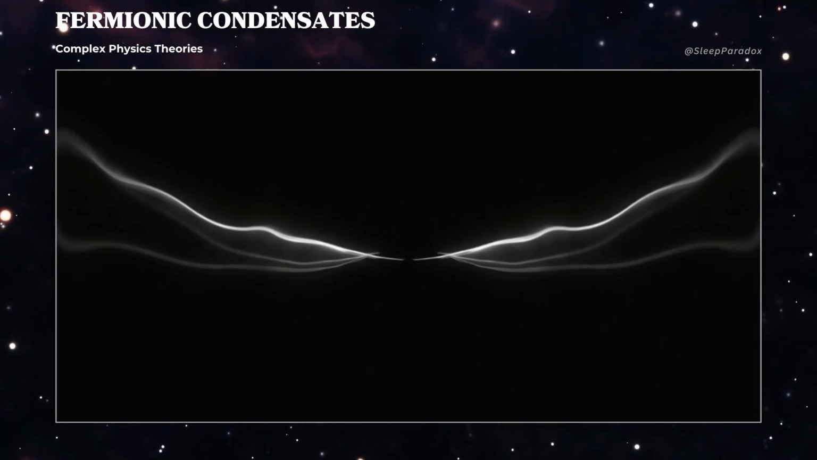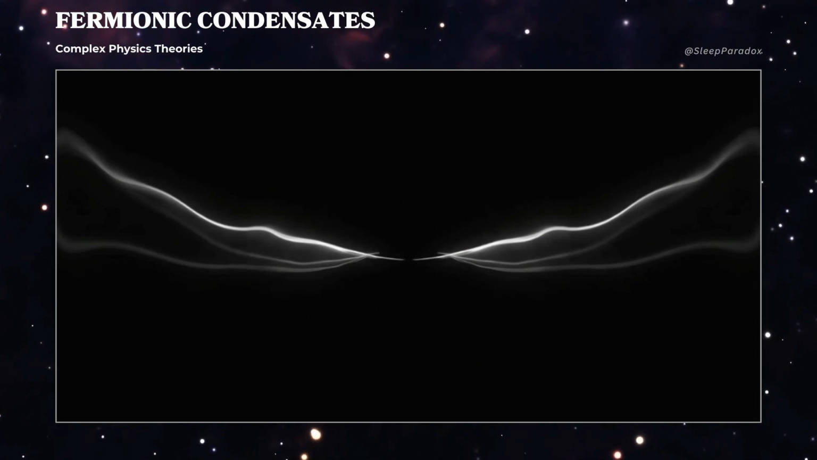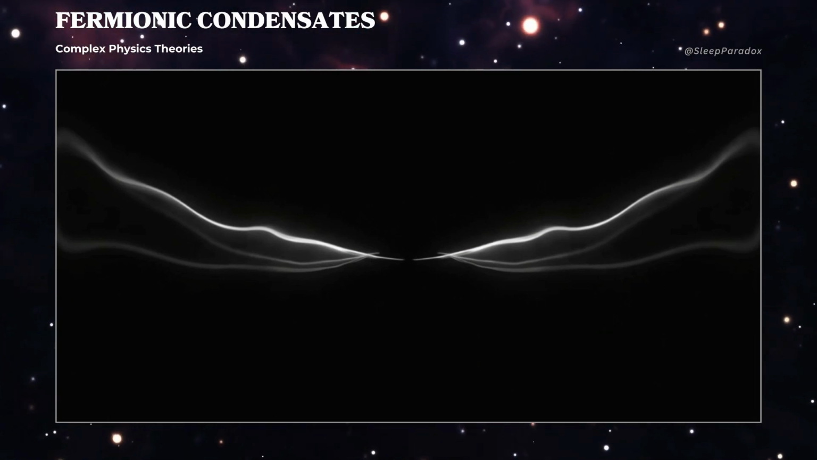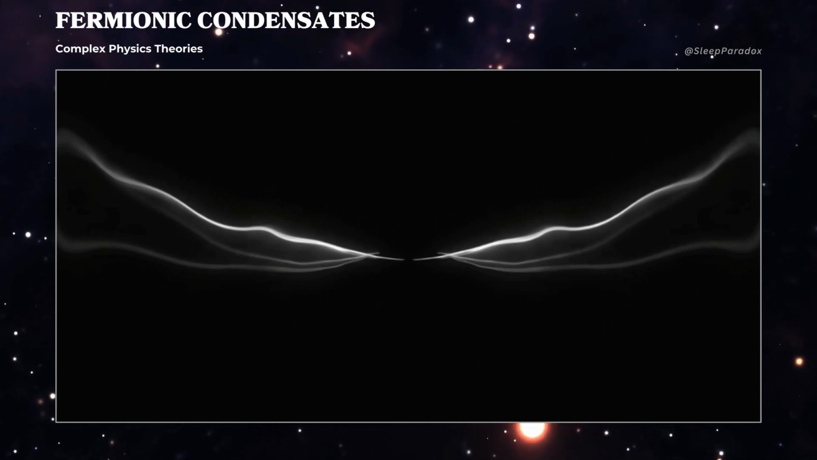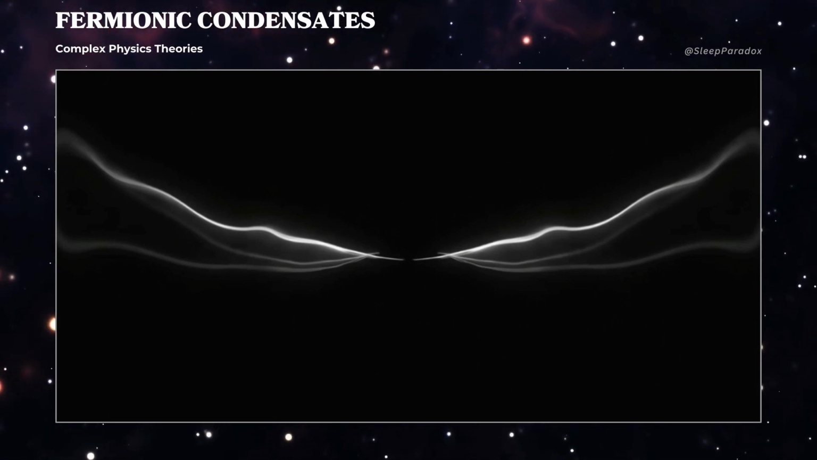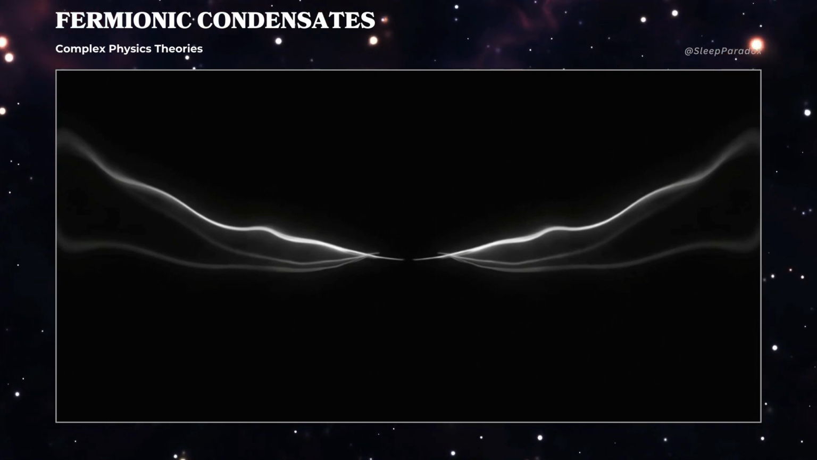It's very difficult to make them act collectively, unlike bosons, which can all pile into the same state and form a Bose-Einstein condensate. Fermions naturally avoid each other, but under the right conditions, we can coax them into behaving in pairs. And when they form these pairs, they start acting more like bosons. That's the key to creating a fermionic condensate.